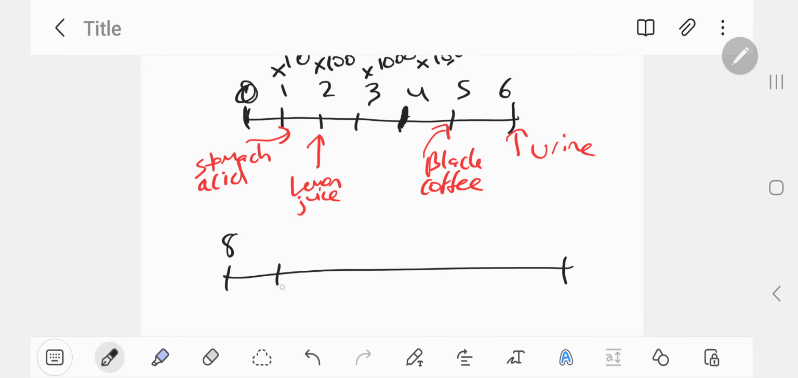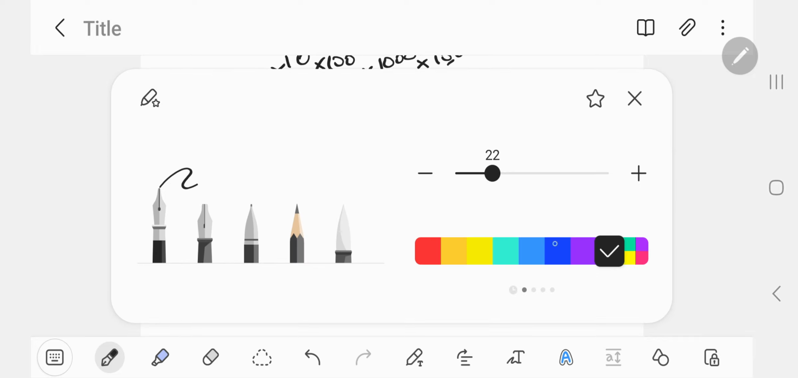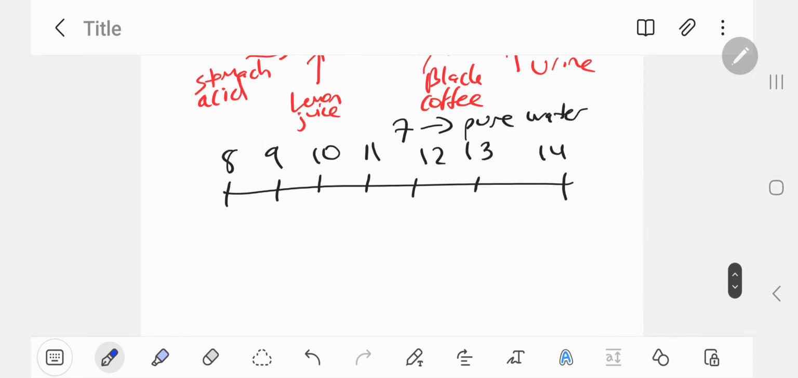Let's go from 8. Remember, it's 8, not 7. 7 is pH neutral. So a substance with a pH of 7 would be something like pure water. So basic means 8, 9, 10, 11, 12, 13, 14. Let's use blue. pH of 8, something like seawater, slightly basic. Baking soda, pH of 9.